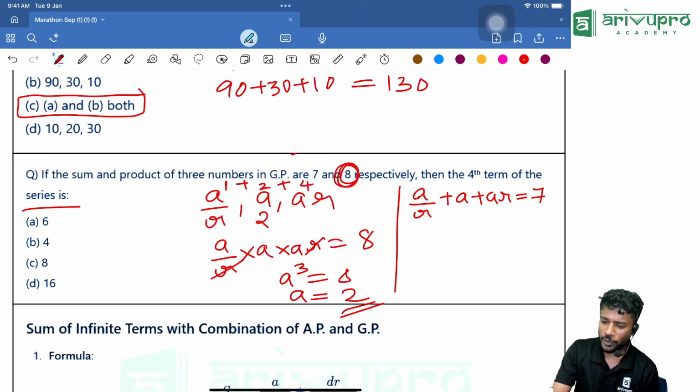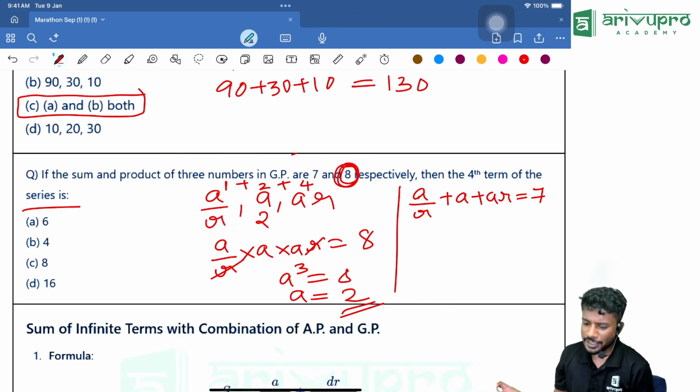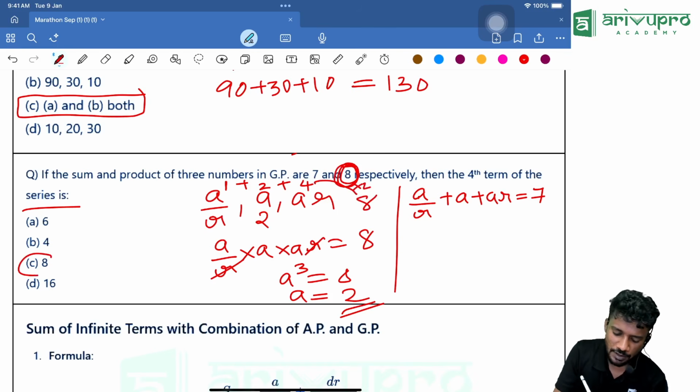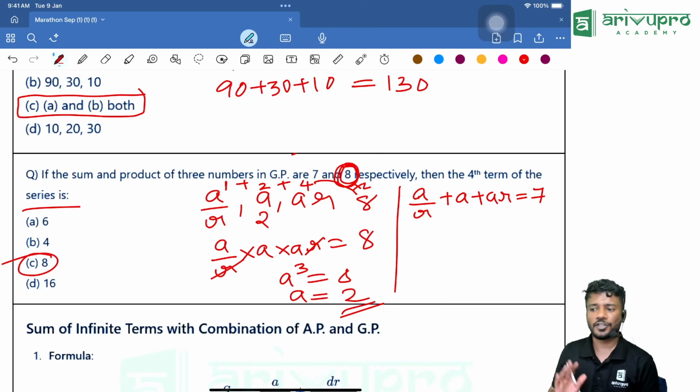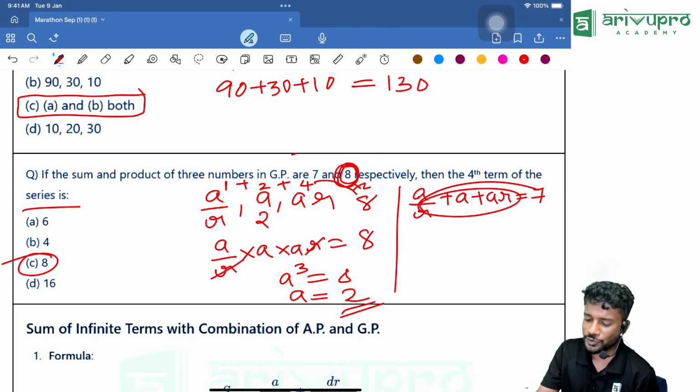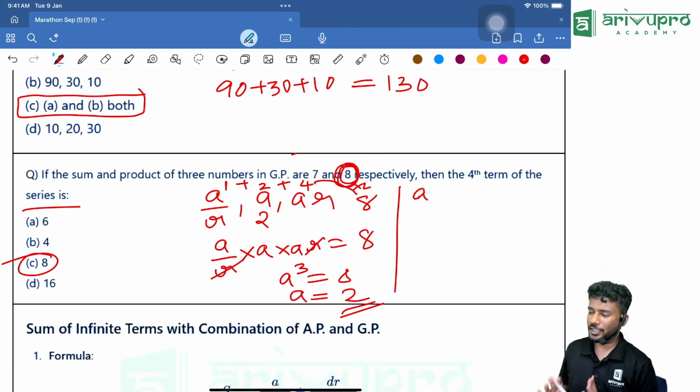If you take the product, will it be 8? Yes, it will be 8. Now you tell me what will be the next number into 2. That is how much? 8. Answer is option C. Sometimes we can use logic also to get the answer rather than solving the entire quadratic equation. Got the point?